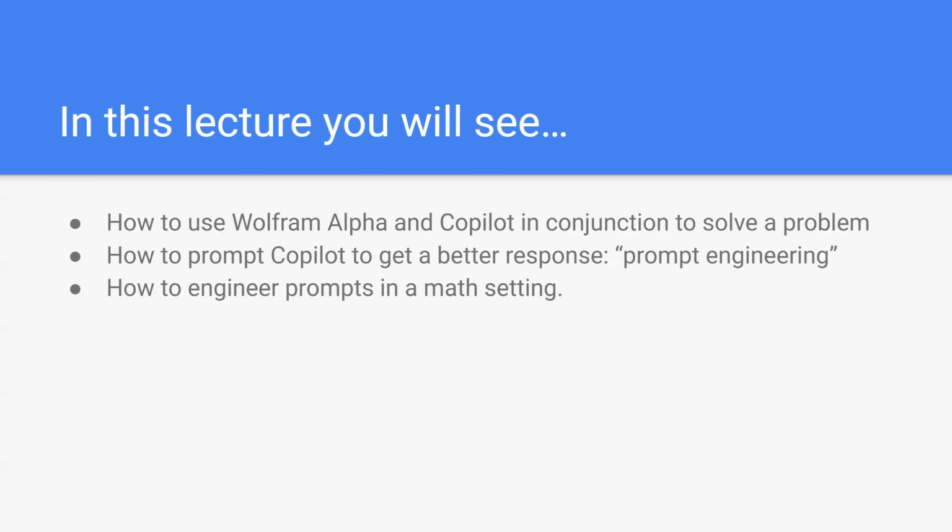In this lecture, we will cover three main topics: how to use Wolfram Alpha and Copilot in conjunction to solve a problem. We'll see how these tools complement each other and how to use them together for more comprehensive solutions. How to prompt Copilot to get a better response. This process is known as prompt engineering. We'll discuss techniques for crafting effective prompts that yield accurate and useful responses.